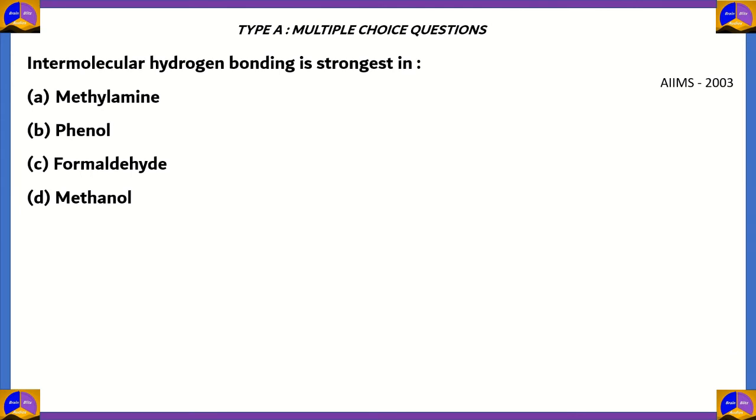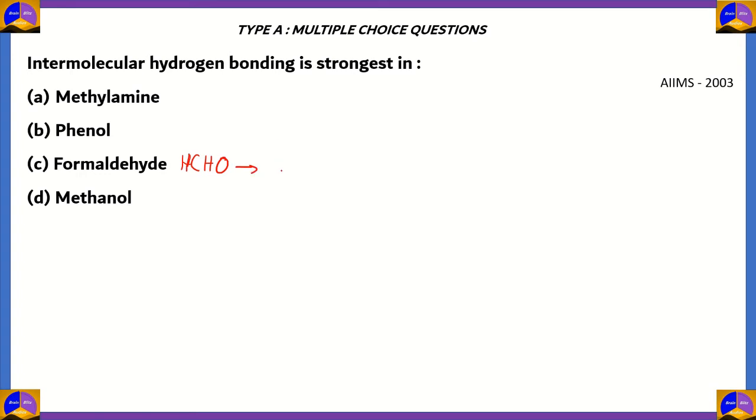This is the next question. Intermolecular hydrogen bonding is strongest in methylamine, phenol, formaldehyde, methanol. So let's look at our given options. In the given options, if you look at formaldehyde, formaldehyde is HCHO. This is the structure of formaldehyde.